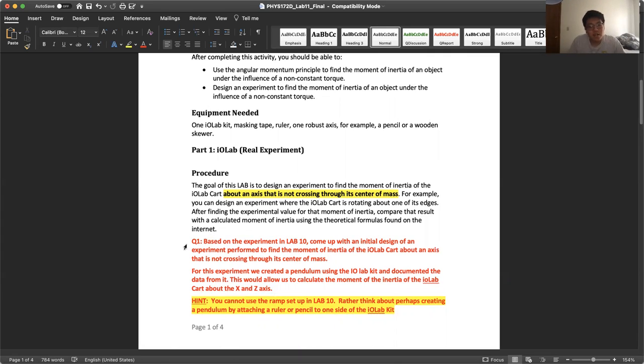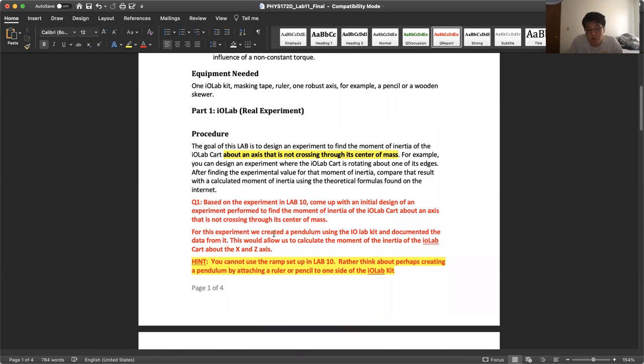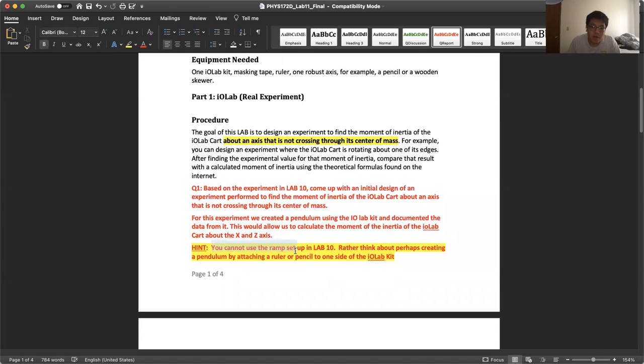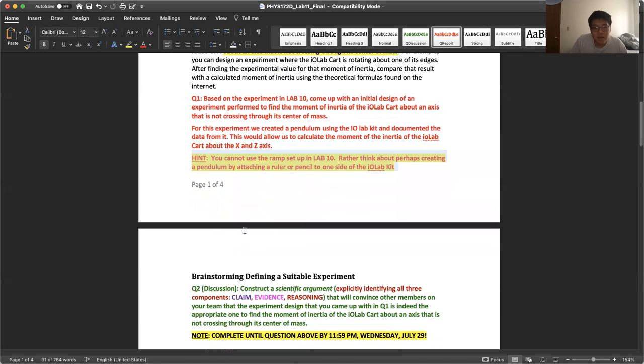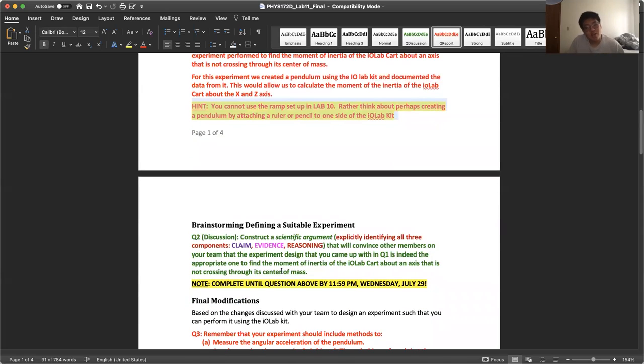So question 1 says, based on the experiment in lab 10, come up with an initial design of an experiment to find the moment of inertia of the IOLab cart about an axis that is not crossing through its center of mass. So for this one, I created a pendulum using the IOLab kit and documented data from it to allow us to calculate the moment of inertia of the IOLab cart around the x and z axis. They said we can't use a ramp, so I just used the hint they gave us.